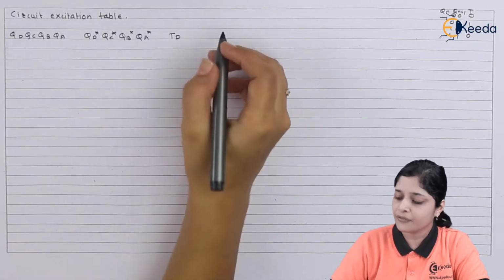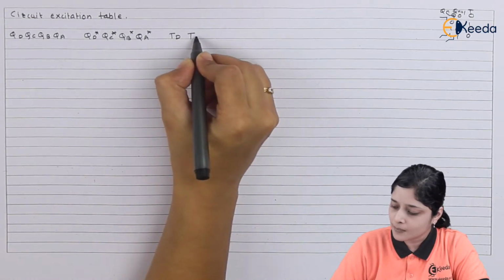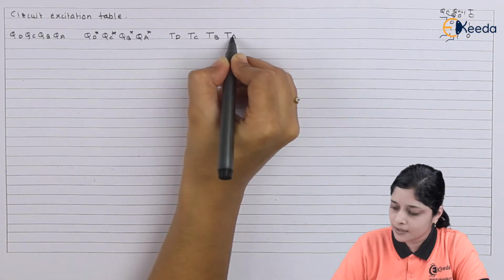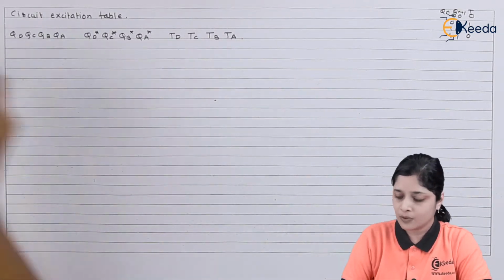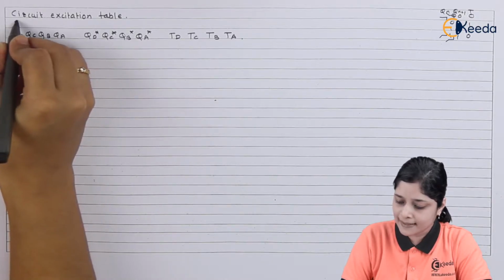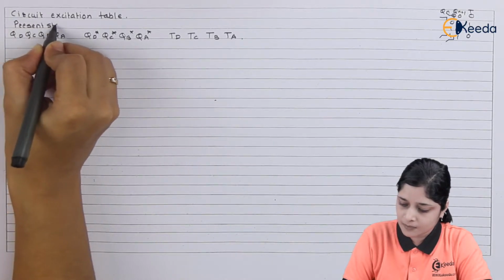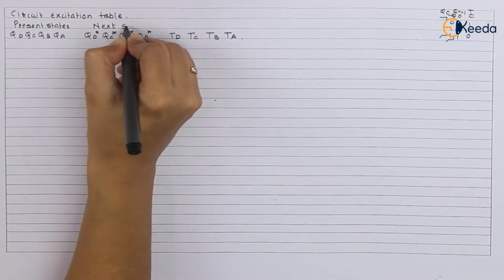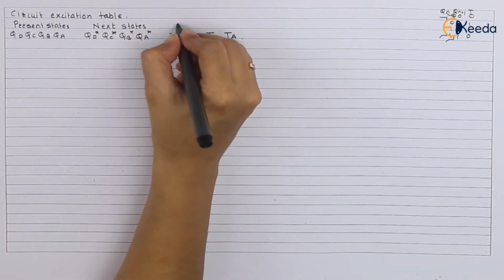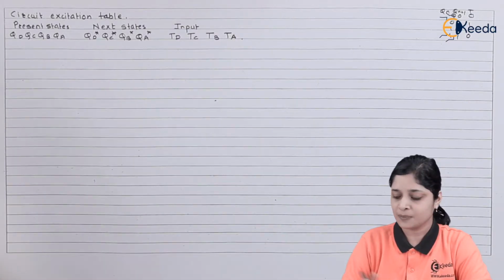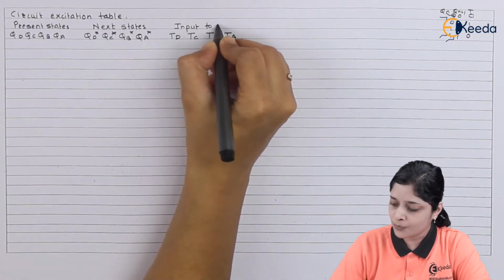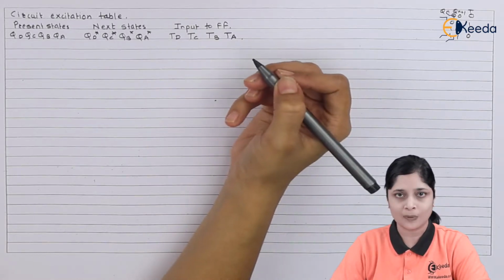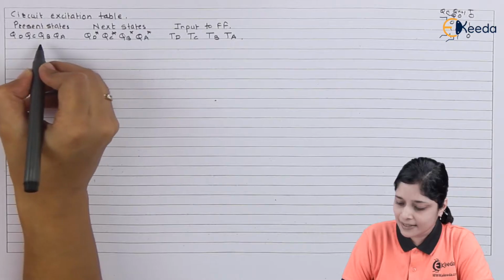After that we have TD, TC, TB and TA. So these four are the present state. These four are next state. And these are the inputs to flip-flops, specifically T flip-flop. So now present states are what?